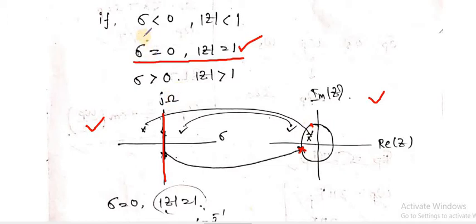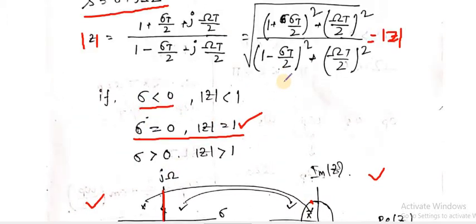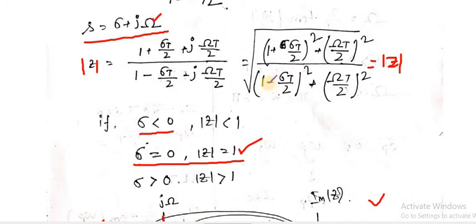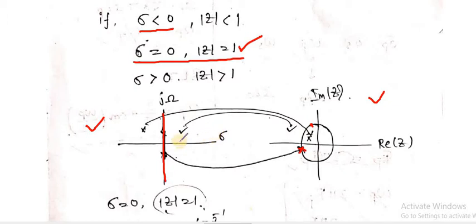Now if I set sigma less than 0, meaning negative, then the numerator becomes plus and the denominator becomes minus. So overall the ratio is obviously less than 1, so mod Z becomes less than 1. What is the meaning of this? Sigma less than 0 means the poles are in the left half of the S plane. So all the poles in the left half of the S plane will map inside the unit circle. It is very clear from this relation.